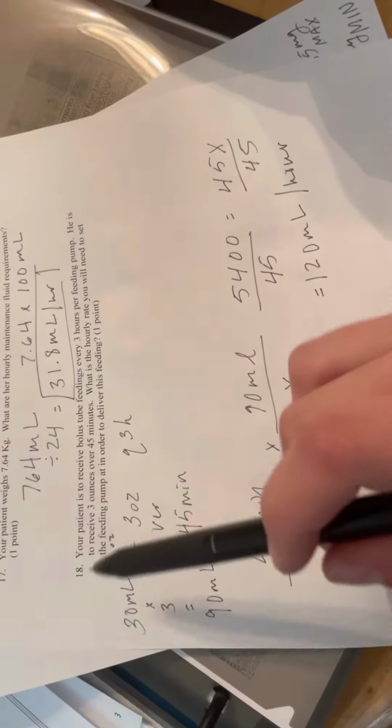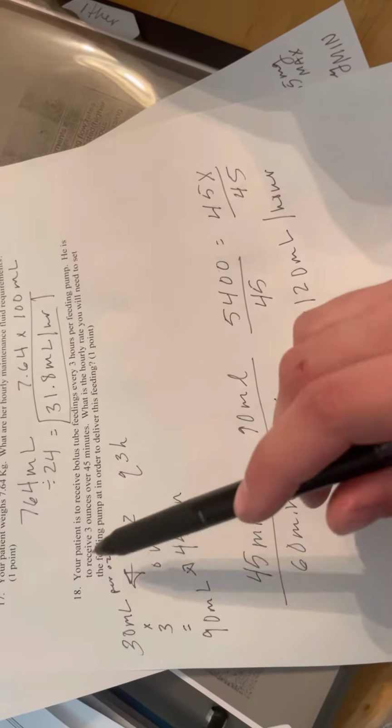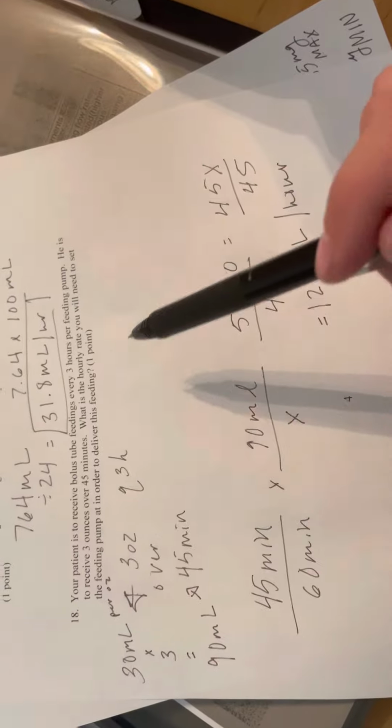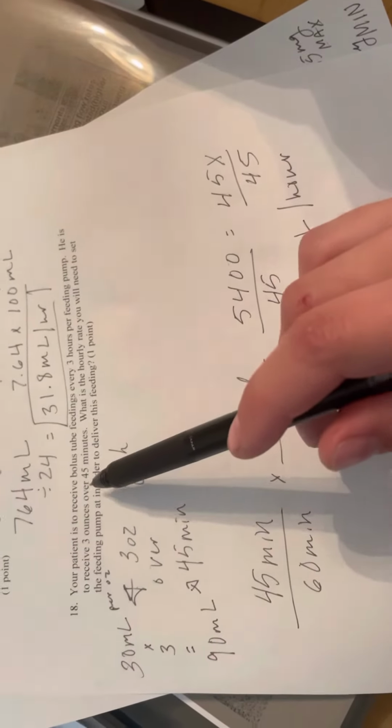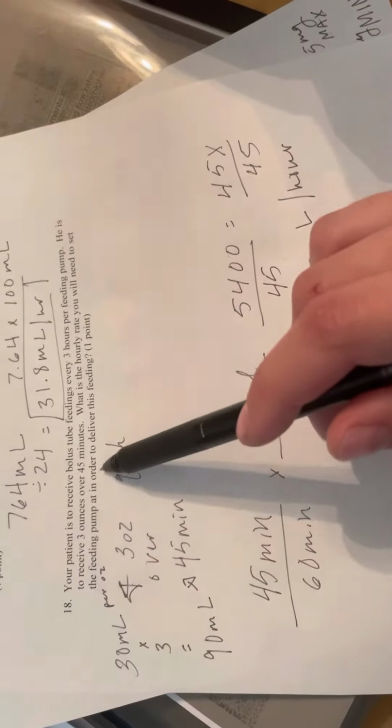Alright, so I'm working my way through number 18 of the metrology practice test for peds. Your patient is to receive bolus tube feedings every 3 hours per feeding pump, and he's to receive 3 ounces over 45 minutes. What's the hourly rate you need to set the feeding pump at in order to deliver this feeding? This one's a little bit more complicated, but we can get through it.